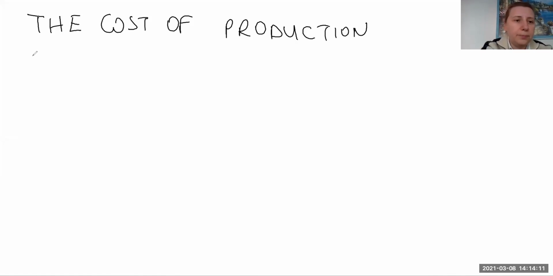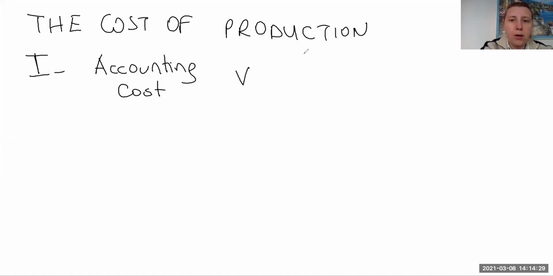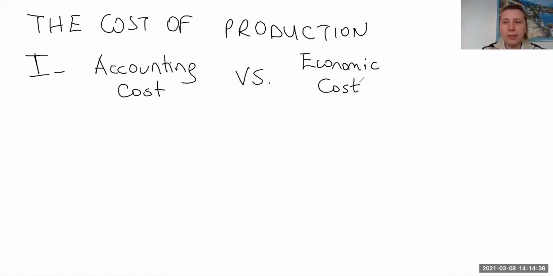The first classification for the cost of production is the accounting cost versus economic cost. The accounting cost is simply the monetary payments of the firm to the production factors.